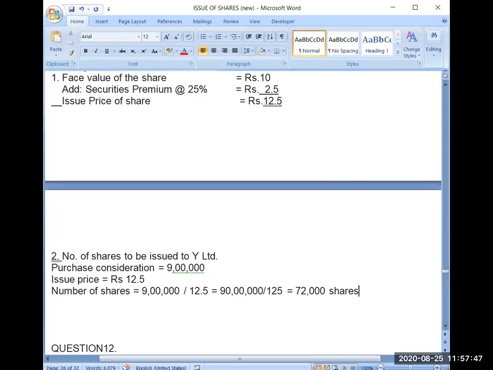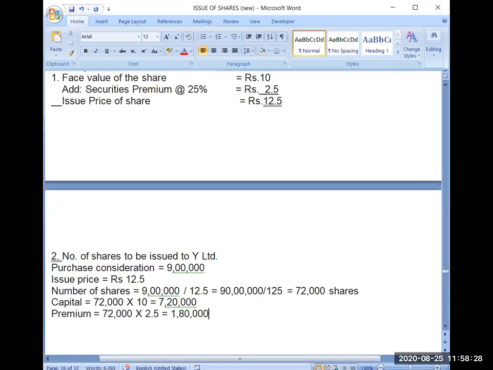Now capital will be as per the face value. Capital is equal to 72,000 multiplied by 10. Face value is rupees 10. So the capital will be 7,20,000 and the premium on one share premium is rupees 2.5. 72,000 multiplied by 2.5 is equal to 1,80,000.